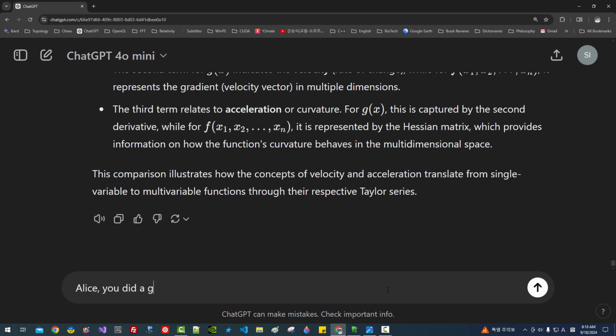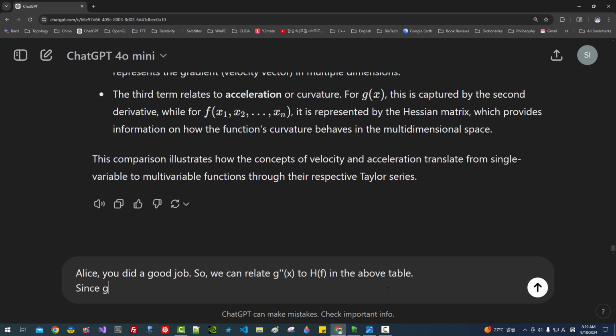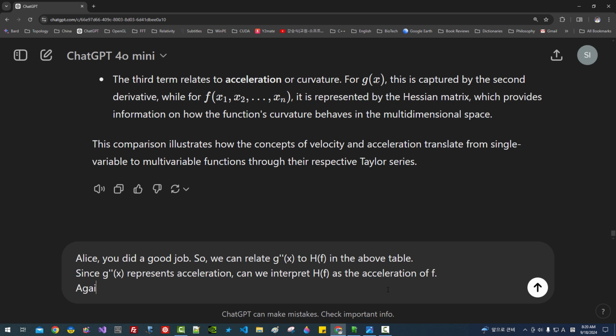Alice, you did a good job. So we can relate g'' to H_f in the above table. Since g''(x) represents acceleration, can we interpret H_f as the acceleration of f? Again, acceleration is related to curvature.